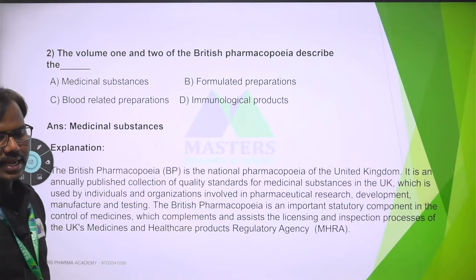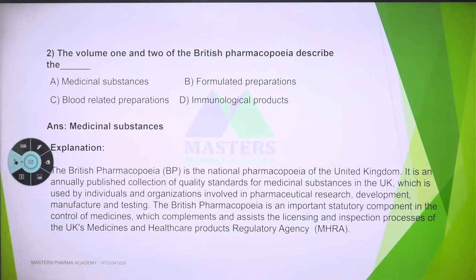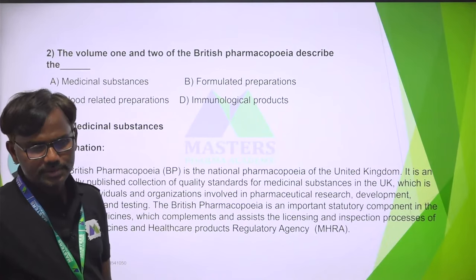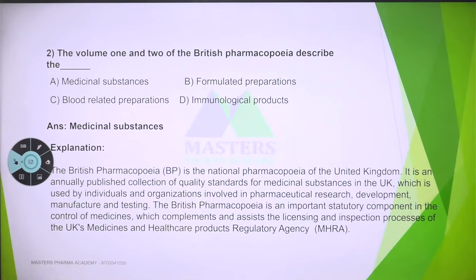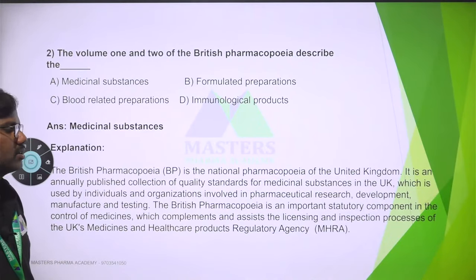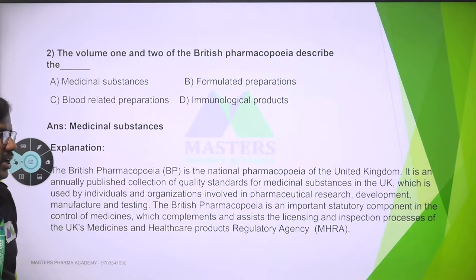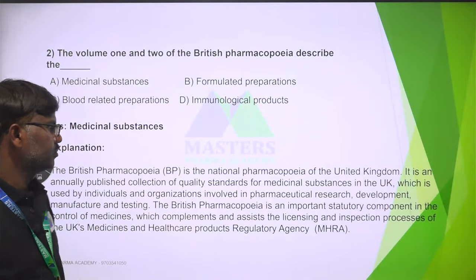The right answer is A, medicinal substances. BP explains about medicinal substances. It is the pharmacopoeia of the UK, United Kingdom, and they gave importance to all medicinal substances. At the time they called drugs medicinal substances. The authority managing the BP is MHRA, Medicines and Healthcare Products Regulatory Agency. These are the important points you must remember about BP, the British Pharmacopoeia, the pharmacopoeia of the UK.